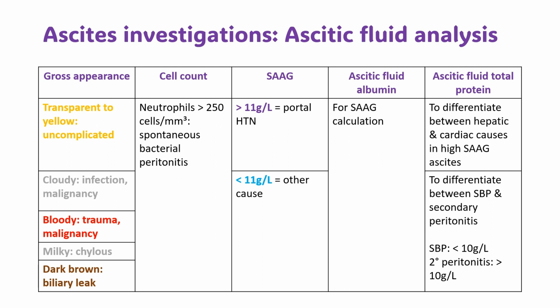Additional testing, what you could consider for suspected infection, you could do a gram stain and culture. Suspected malignancy, you can consider cytology and tumor markers. CA125 tends to be raised quite a lot of the time. That's something to be aware of. If you suspected chylous ascites, within the fluid, the triglyceride levels might be raised. And then if you're thinking more towards pancreatic ascites or ascites as a result of bowel perforation, you may have an elevated ascitic fluid amylase.